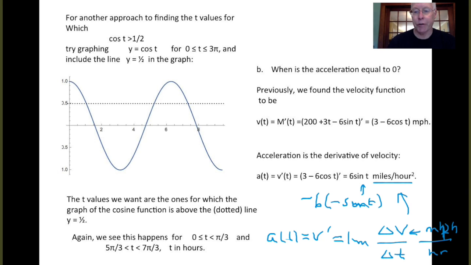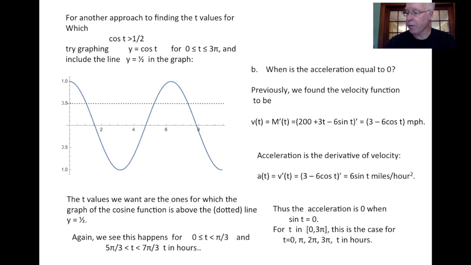So acceleration is 0 when 6 sine of t is 0. That's a pretty easy one to solve. We want sine of t to be 0, and for t in the interval 0 to 3 pi, this happens at times 0, pi, 2 pi, and 3 pi. Remember, sine is the y-coordinate, so the sine is 0 when your unit circle point is on the x-axis, and that corresponds to angles of 0, pi, 2 pi, 3 pi, etc.